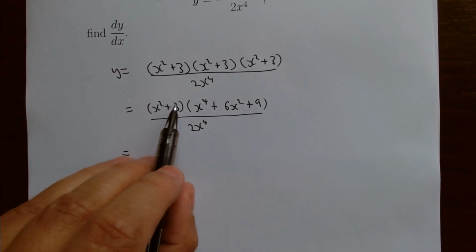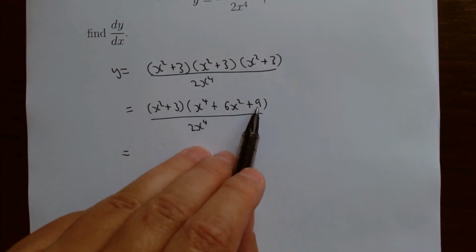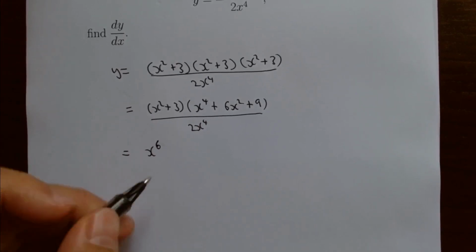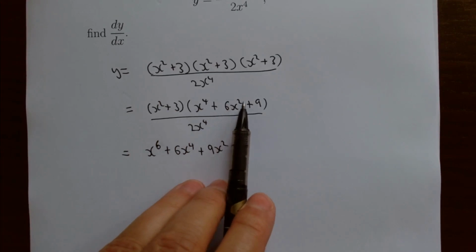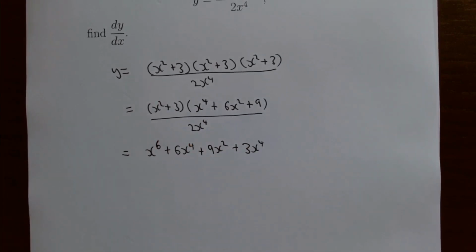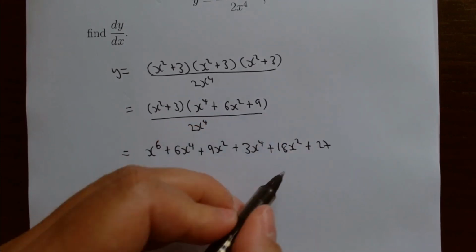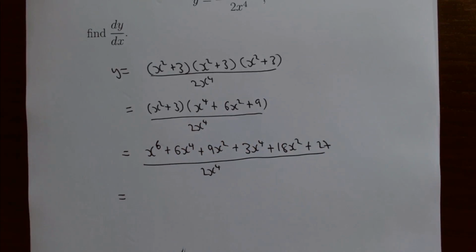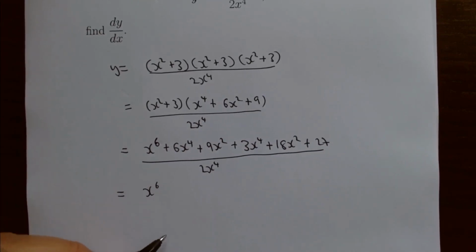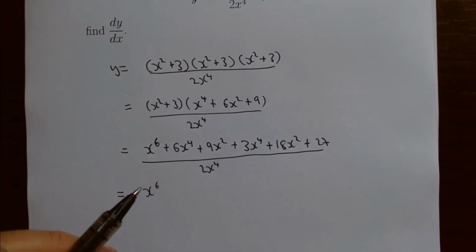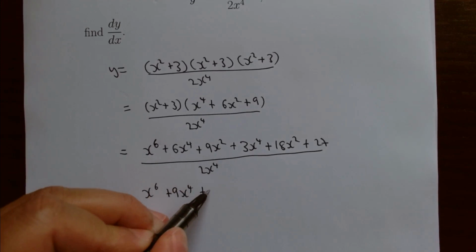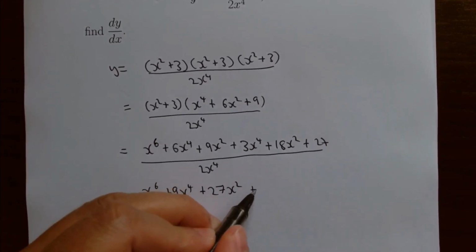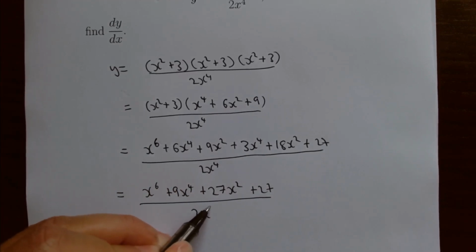And we now need to expand the top. So x squared will multiply these 3 to give you x to the 6 plus 6x to the 4 plus 9x squared. Now the 3 multiplies these 3 terms to give you 3x to the 4 plus 18x squared plus 27, all over 2x to the 4. Now we collect like terms. X to the 6, we have 9 of them. The x squared terms, 9 and 18, so we have 27x squared, and the plus 27 is on its own. That's all over 2x to the 4.